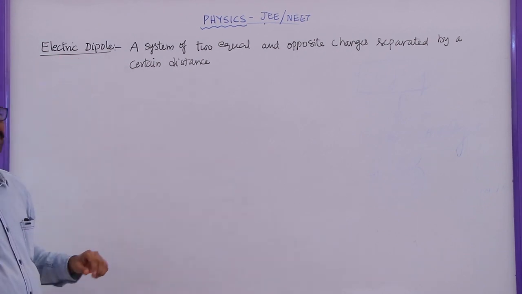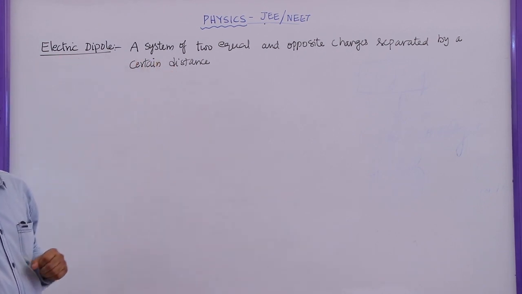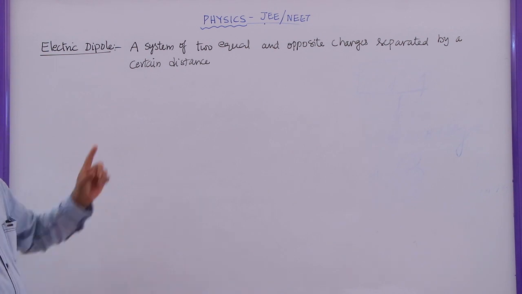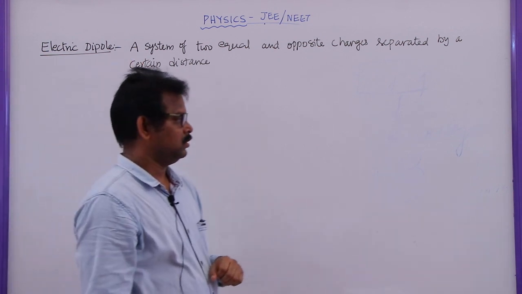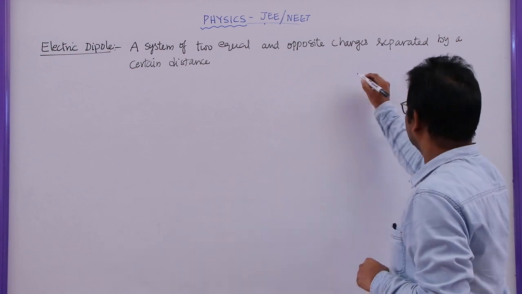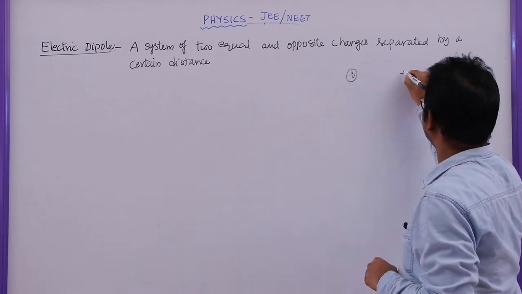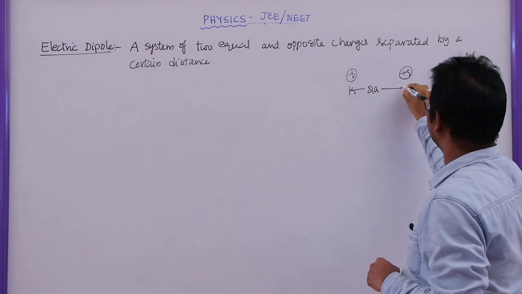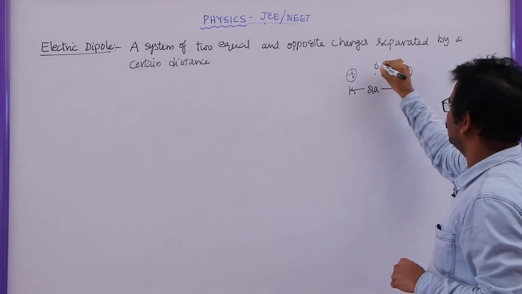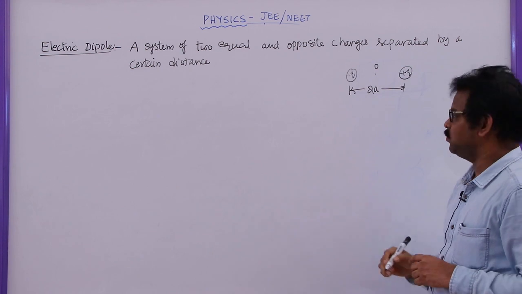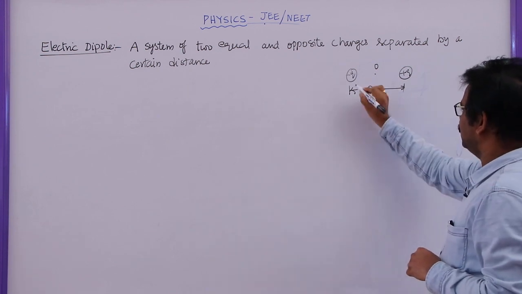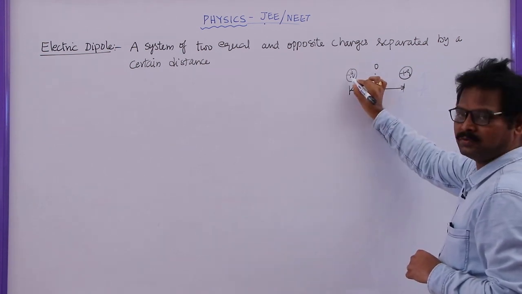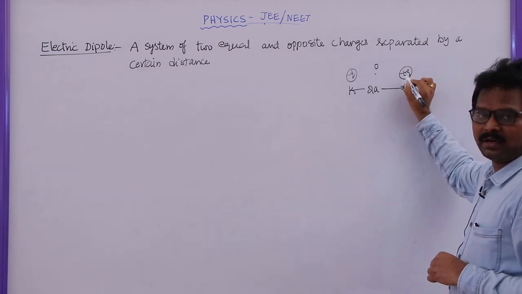Electric dipole. It's a system of two equal and opposite charges separated by some distance. This is minus q, this is plus q. Let the distance of separation between these two be 2a, with O being the center of the dipole. Here, the negative charge is on the left side, the positive charge is on the right side.